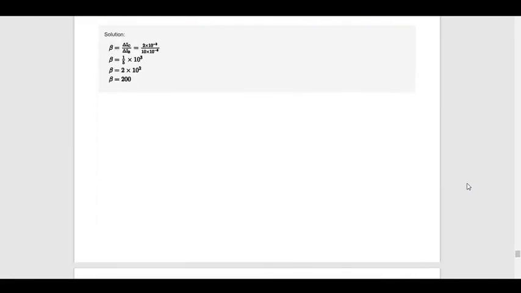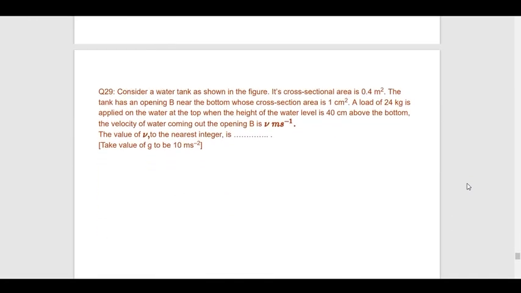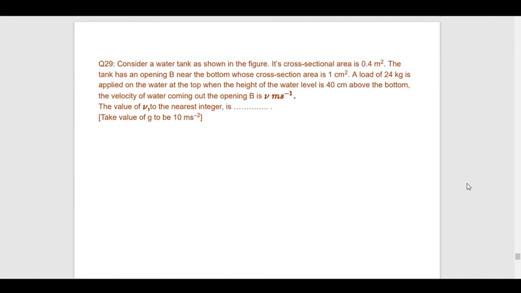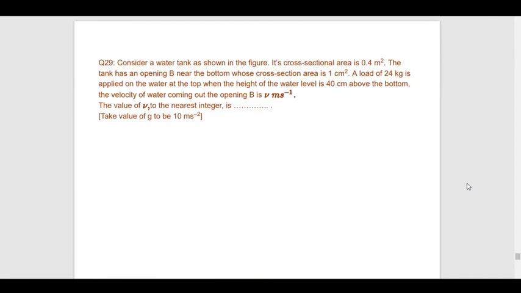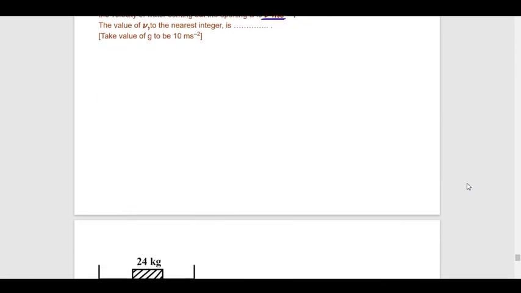So let us observe our next question. The next question says: consider a water tank as shown in the figure. Its cross-sectional area is 0.4 meters square. The tank has an opening B near the bottom whose cross-sectional area is 1 centimeter square. A load of 24 kg is applied on the water at the top when the height of the water level is 40 centimeter above the bottom. The velocity of water coming out of the opening B is V meters per second. We have to figure out the value of V.